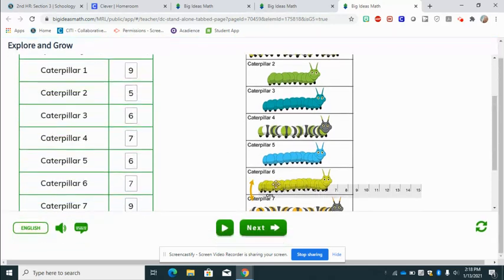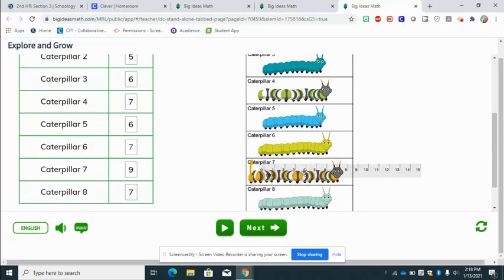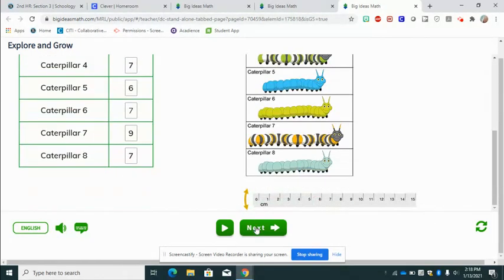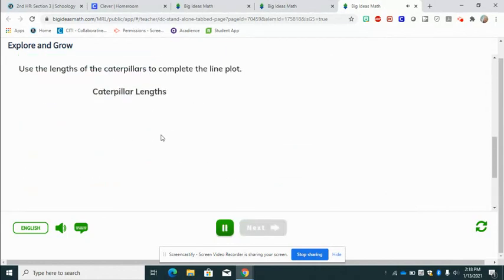Caterpillar 7 is 9 centimeters long because it stops at the number 9 right here. And Caterpillar 8 is 7 centimeters long, so it stops right here at the number 7. Okay, now we're going to use lengths of the caterpillars to complete the line plot.